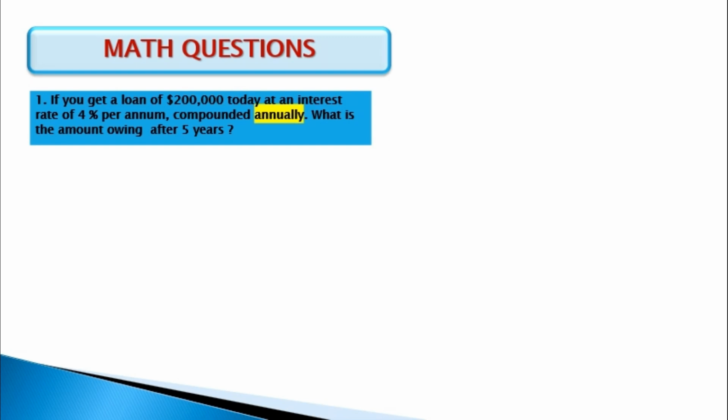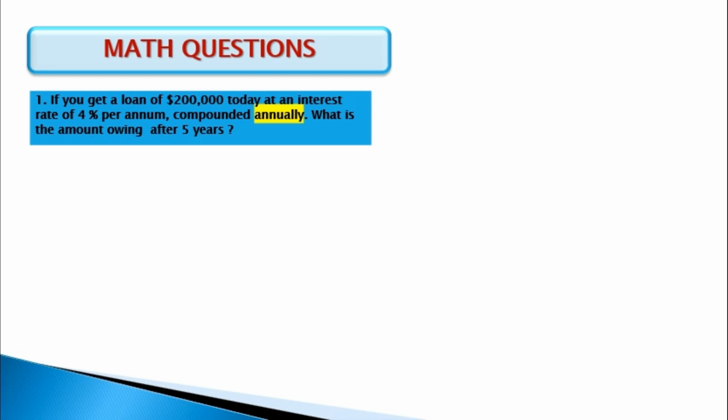And the question is, there's a loan of $200,000 today at an interest rate of 4% per annum. Per annum means per year. So that's the J value. The J value is 4%. And the tiny subscript for the J value is the compounding period. It's compounded annually. So annually means once per year. So the value we have is what's called J1, and that's 4%. We are asked to find the amount owing after 5 years.